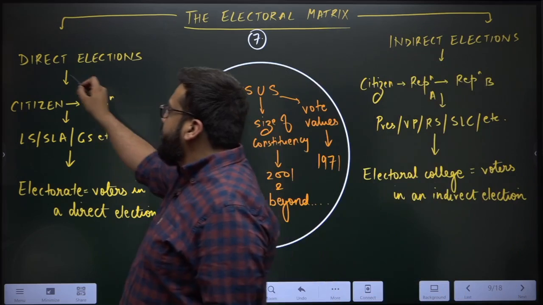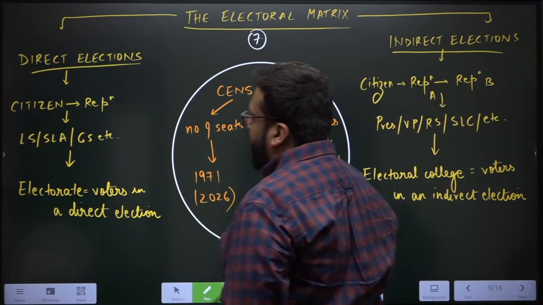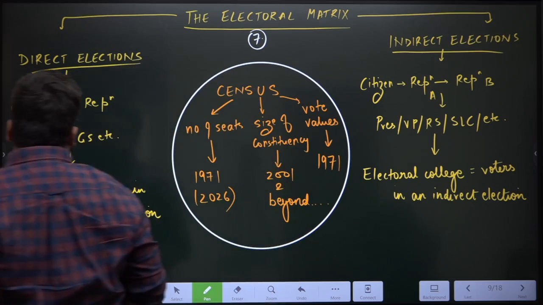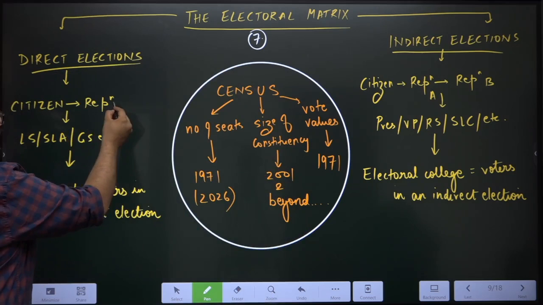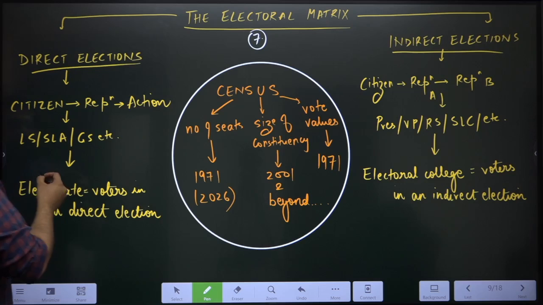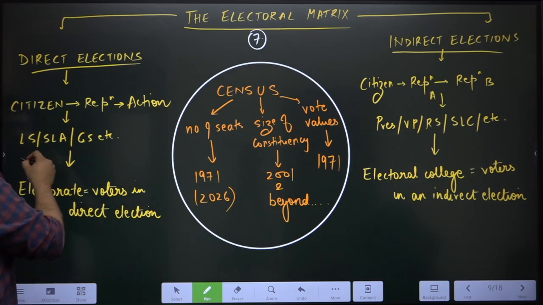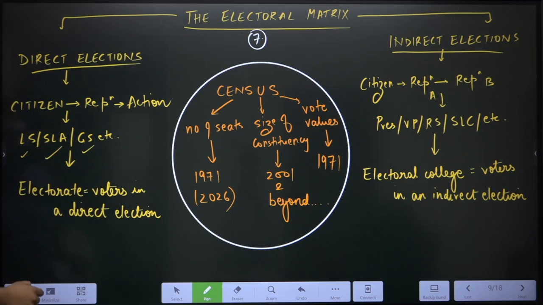So there are essentially two kinds of elections: direct elections and indirect elections, as we were talking about earlier. In a direct election, the citizen chooses the representative, and that's done. The representative then performs a certain amount of action. In India, you will see this across your lower houses, such as the legislative assemblies, Lok Sabha, Gram Sabha to an extent. These are essentially direct elections, right?